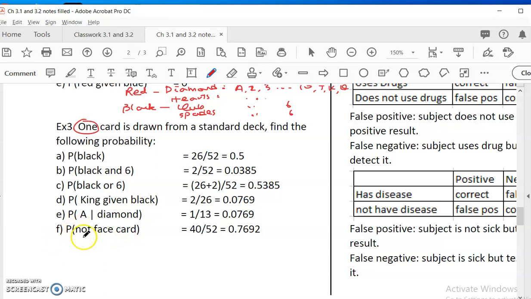What is the probability it's not a face card? Not means any other card that is not Jack, King, Queen. So we would have 10 of those, 10 of those, 10 of those. So it's 40 of the not face cards out of 52, which is 0.7692.